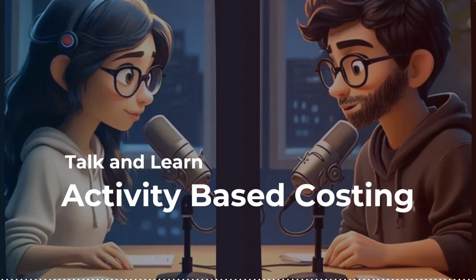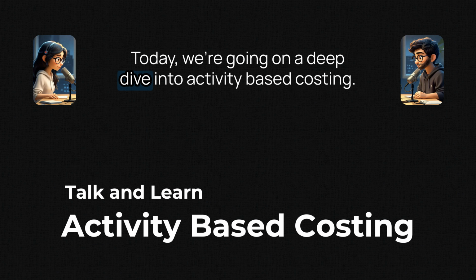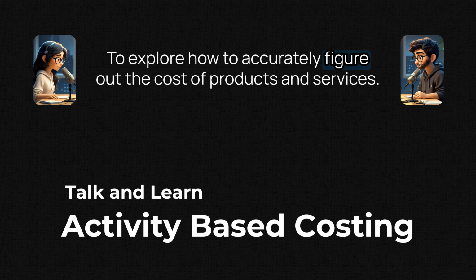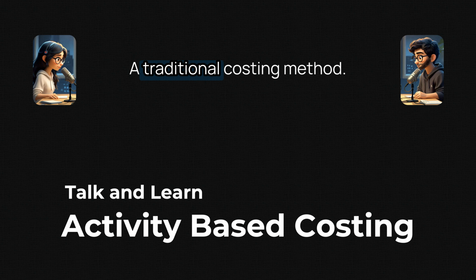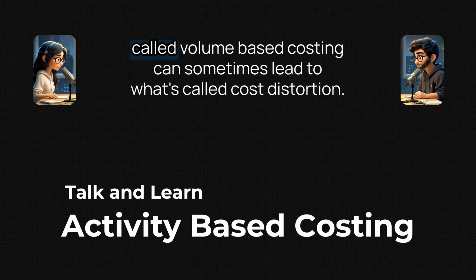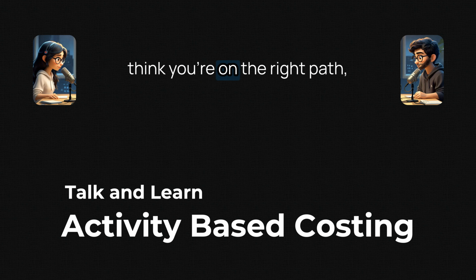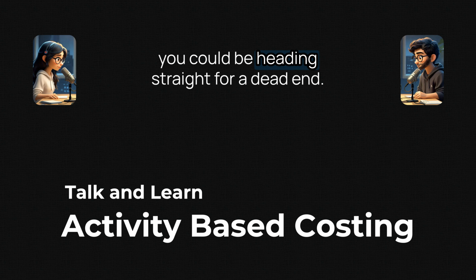Have fun. Today, we're going on a deep dive into activity-based costing, or ABC for short, to explore how to accurately figure out the cost of products and services. A traditional costing method called volume-based costing can sometimes lead to what's called cost distortion. It's like trying to navigate a maze in the dark. You might think you're on the right path, but you could be heading straight for a dead end.